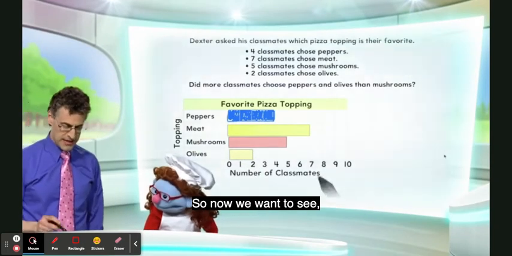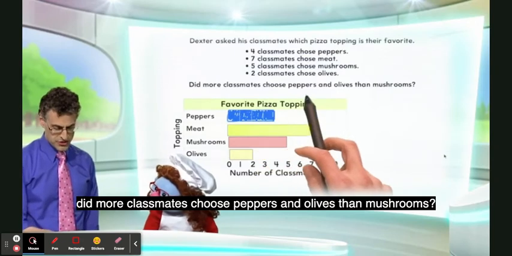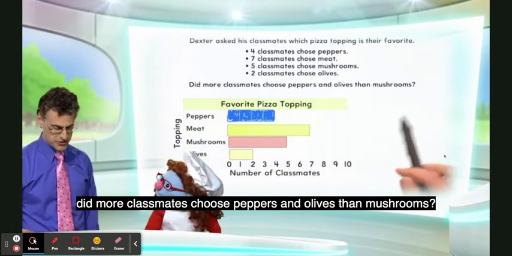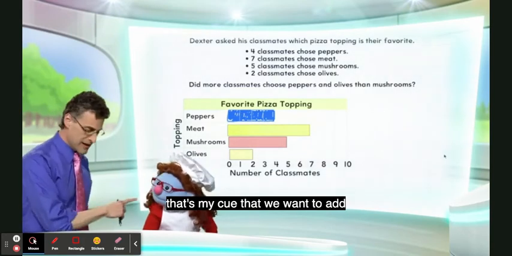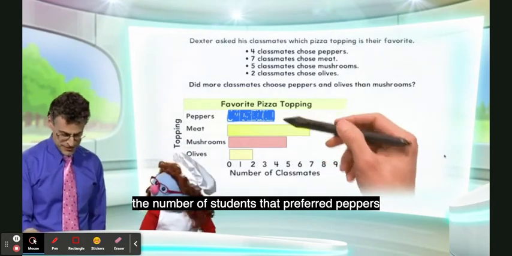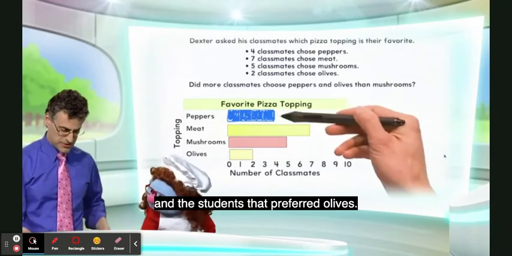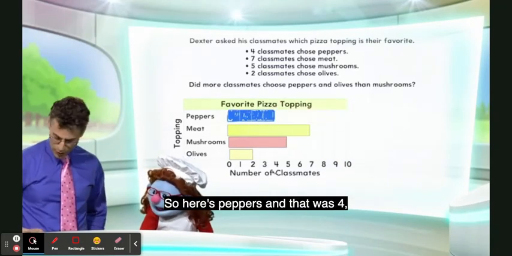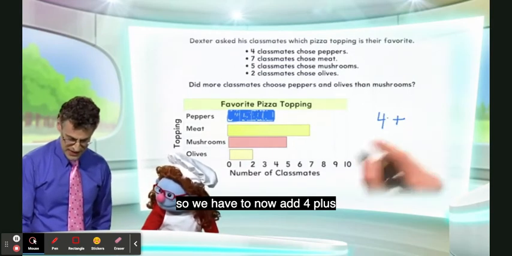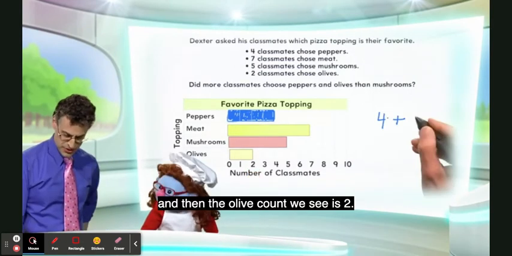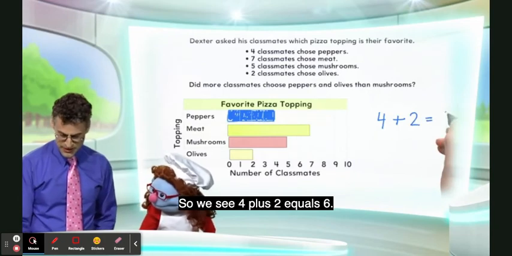So now we want to see, did more classmates choose peppers and olives than mushrooms? Well, peppers and olives, Jeannie, that's my cue that we want to add the number of students that preferred peppers and the number of students that preferred olives. So here's peppers, and that was 4. We now add 4 plus the olive count, which is 2. So 4 plus 2 equals 6.